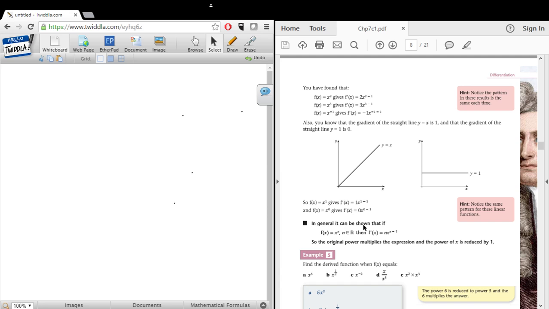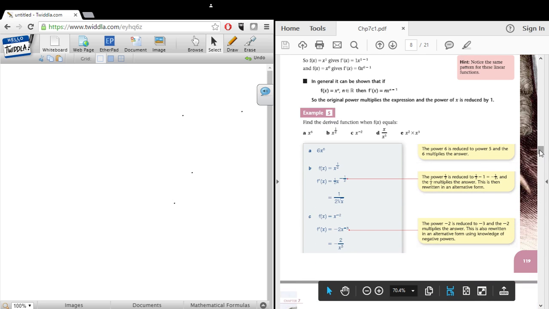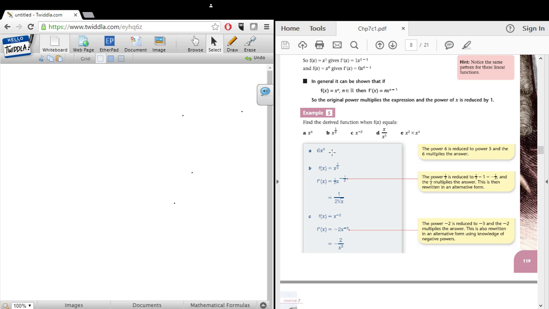In general, it can be shown that if f(x) equals x to the power of n, where n is an element of the real numbers, then f dash x equals n x to the power of n minus 1. So the original power multiplies the expression and the power of x is reduced by 1. Again, a very simple way of appreciating this and something that you should remember. Here are some examples. Let's just go through this very quickly.